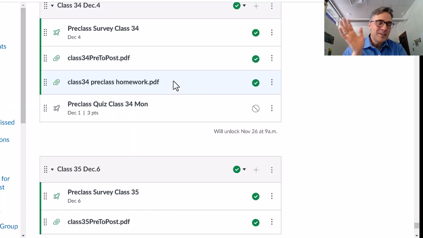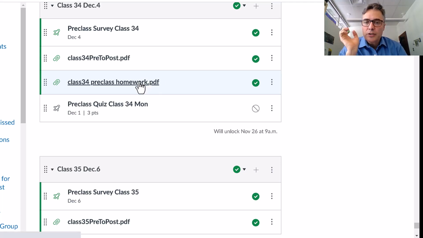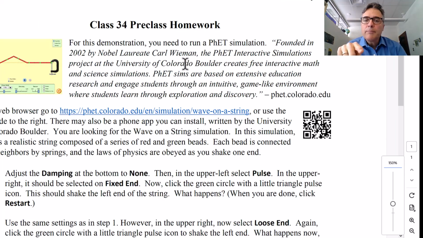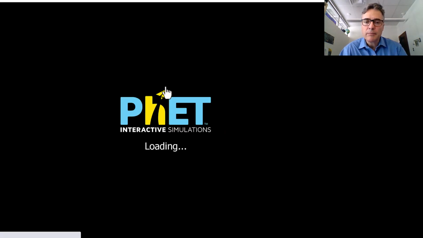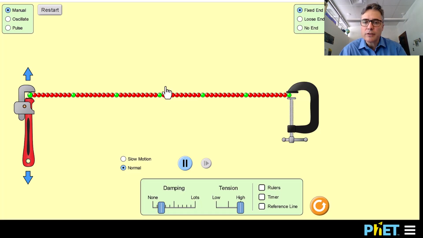So you don't turn this in. Basically, it's just to prepare you for that one pre-class quiz question. But I would encourage you to click on it, take a look. It's all based on this PHET simulation, which you click on to open up. It's written and maintained by some people from University of Colorado Boulder. You click the play button and it runs this simulation on your device.